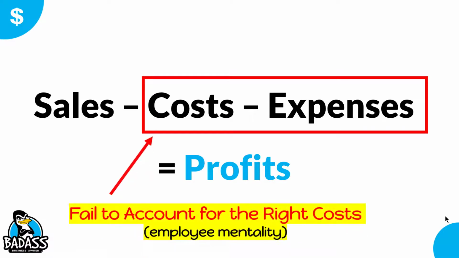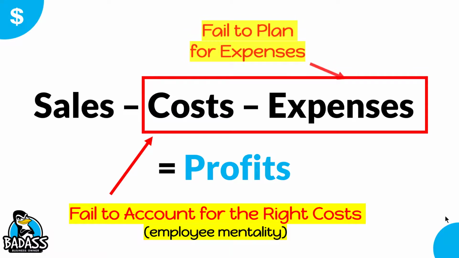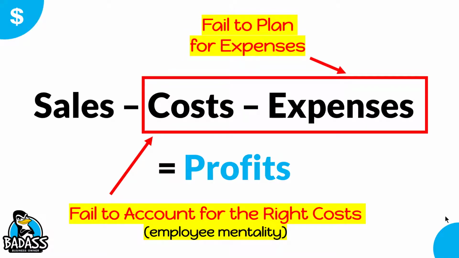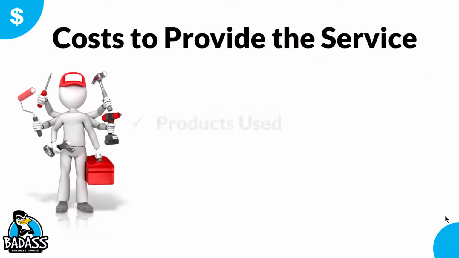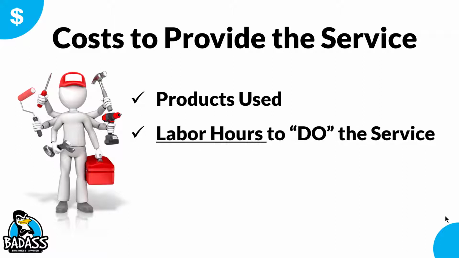What they fail to account for are the right costs. And this is where that employee mentality comes in. And I'm going to break this down, and I think it's going to make a lot more sense for you. They also fail to plan for the expenses that are in the company. And they're two different things. One is the cost for you to be able to provide the service, and the other is the expenses to run the business, hence where the business owner also comes in. So we're going to take a look at some things that happen.